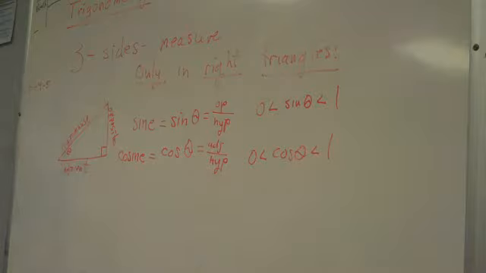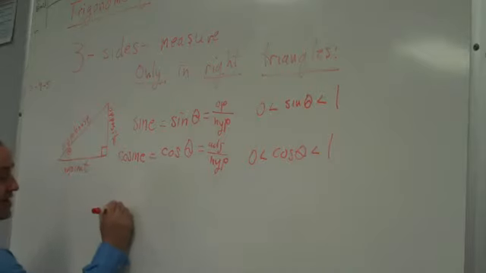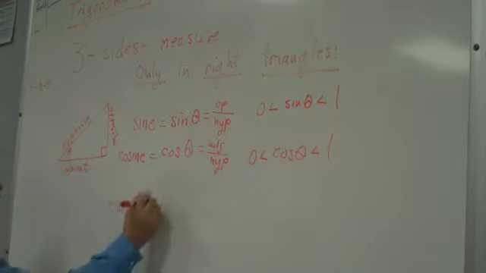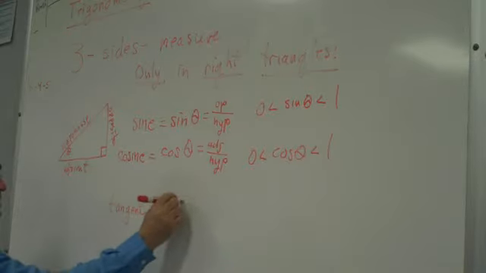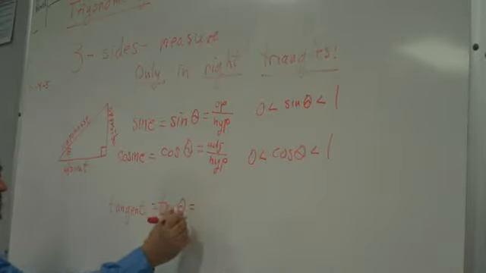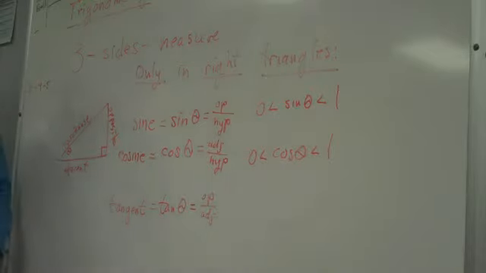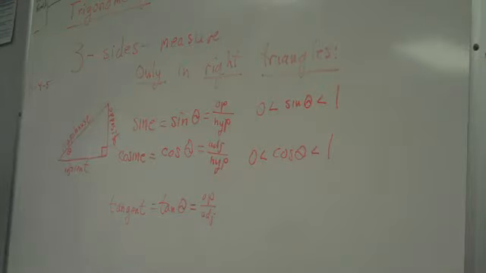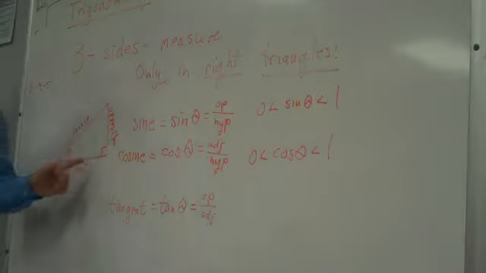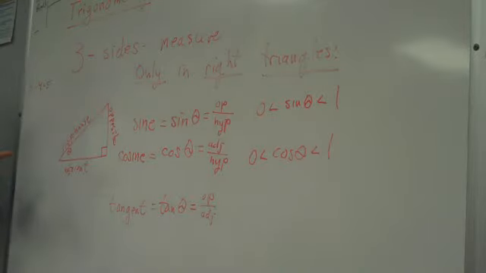Okay. Now, I'm actually going to talk about 3 more of these today. The tangent is abbreviated as tan theta, and this one is opposite over adjacent. Opposite over adjacent.